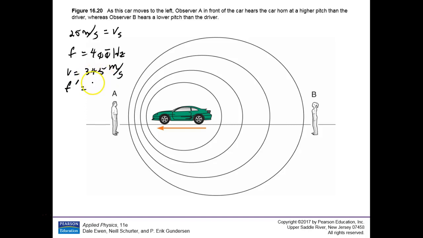Okay, you would use the minus, so it'd be F times V over V minus Vs, okay? Which would be frequency 400 times the speed of sound, 345 meters per second, divided by the difference between that. And if you take 345 minus 25, that's 325 meters per second, okay?